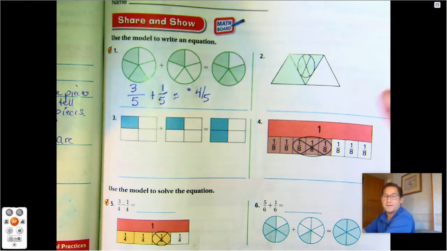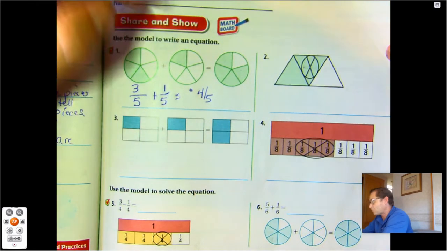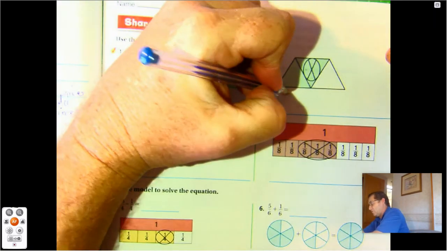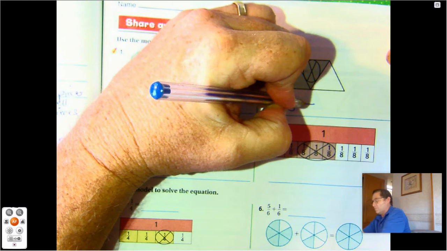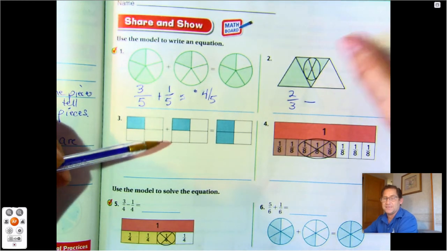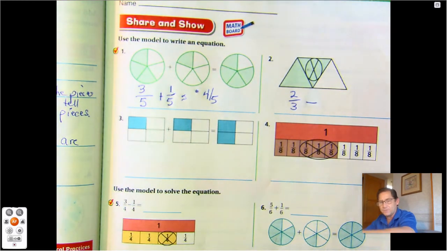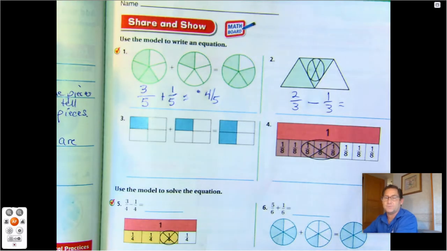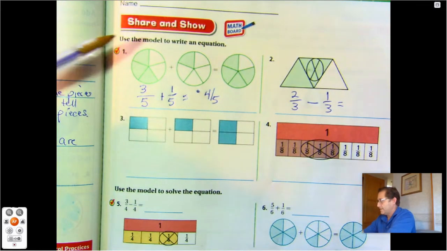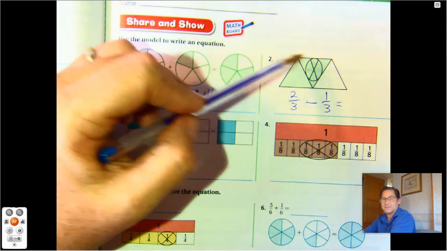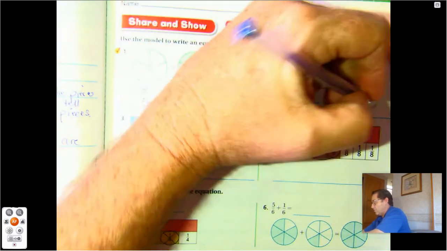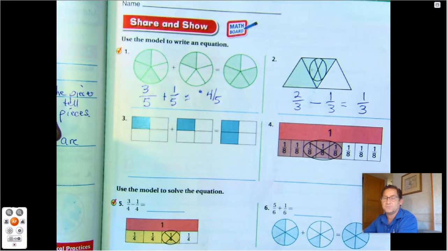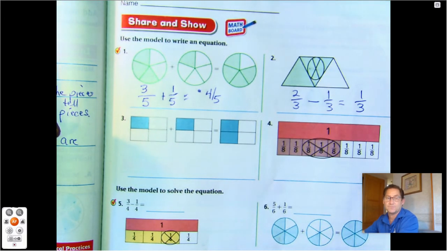In number 2, how many parts are shaded? 1, 2 out of 3 triangles. But remember, the circle with the X through it means we're going to subtract that. We're taking it away. So we're going to take away 1/3 of the triangle. Does that make sense to do? Yes, because all these pieces are the same size. So 2/3 take away 1/3 leaves me just one shaded green triangle if we remove that triangle.